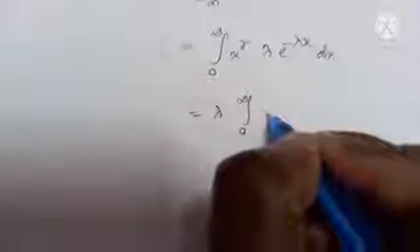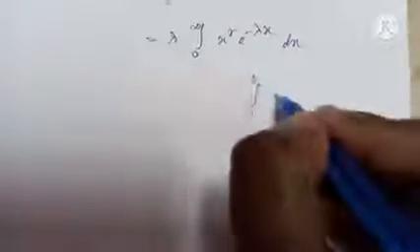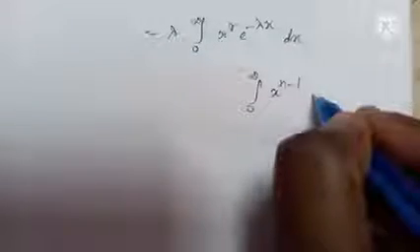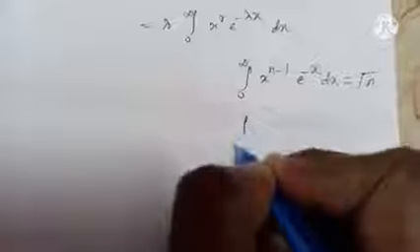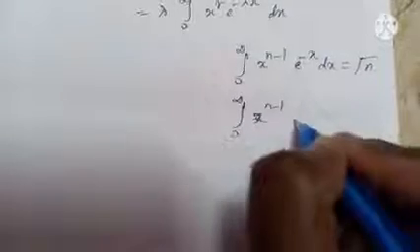Taking lambda outside, it is the integral of x power r e power minus lambda x dx. Let us use the gamma function. We know the integral 0 to infinity x power n minus 1 e power minus x dx is gamma n. Or we have another definition of the gamma function: the integral of x power n minus 1 e power minus ax dx is gamma n by a power n. So we use this gamma function definition to prove this.